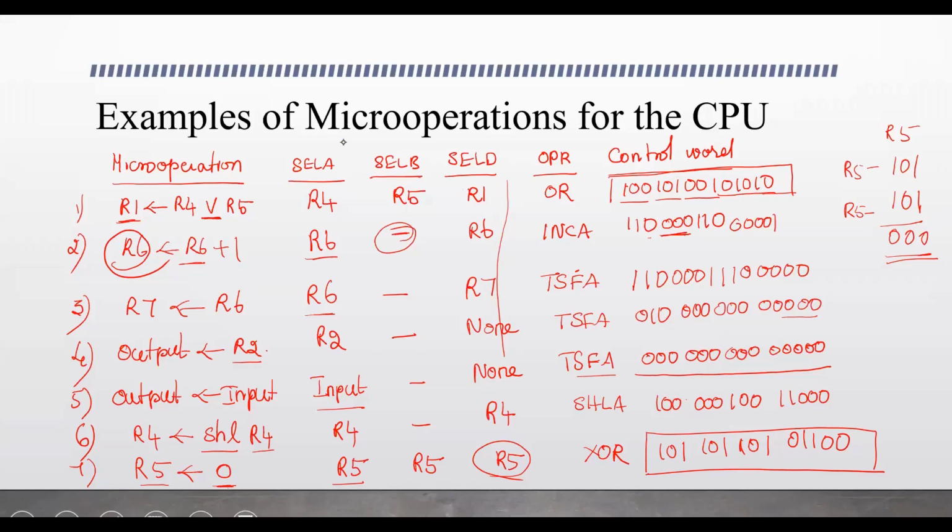So if you have any doubts, you can ask me in this topic. We'll go to the next topic in the next class. This is about general register organization. Understood, very good.